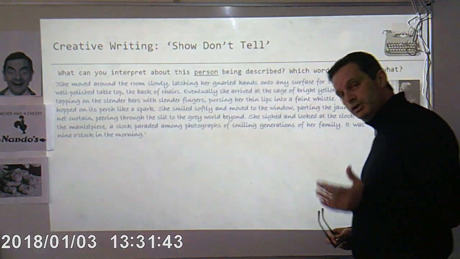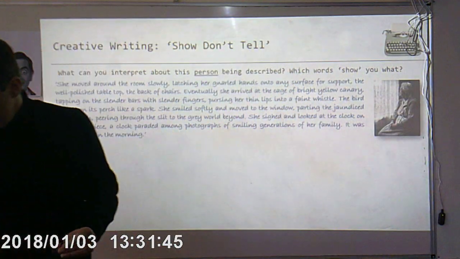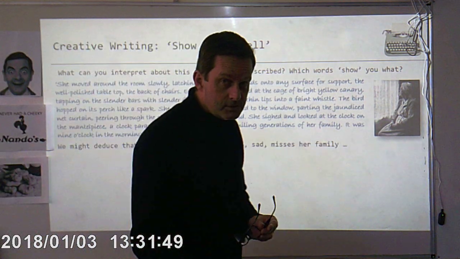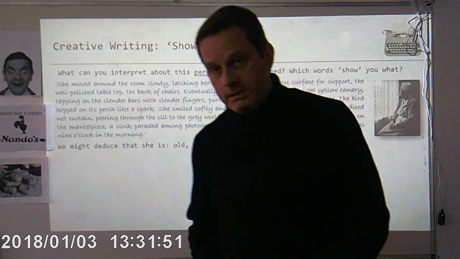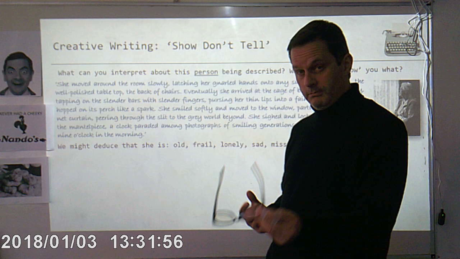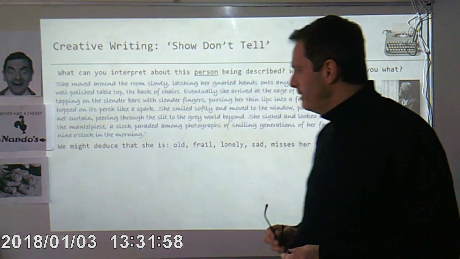The suggestion is that she's lonely within her existence. These are deductions. When we deduce, we don't know. When we deduce, we make informed guesses. When we deduce, we look at the information we have and say, I can't be absolutely certain, but actually I can make an informed guess about this.